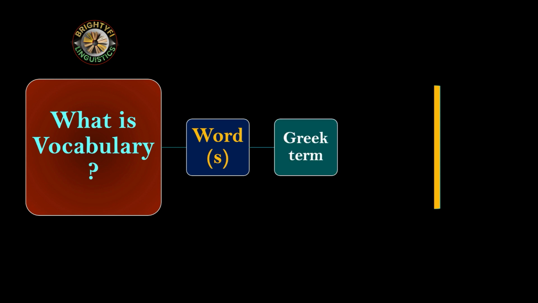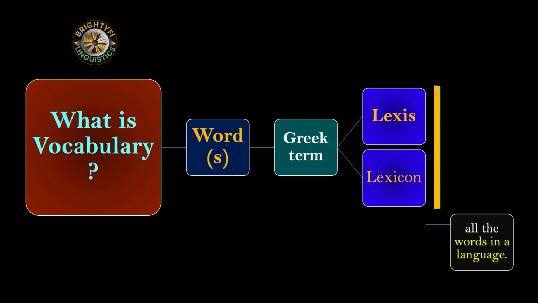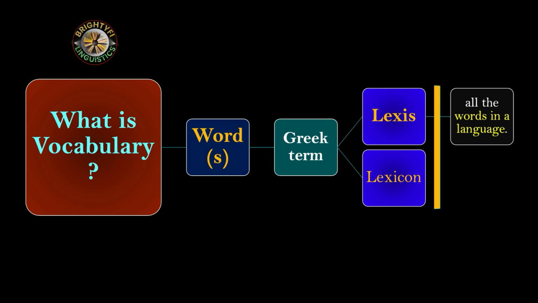What is vocabulary? Basically, when we talk about vocabulary, what comes to our mind is a collection of words. This term comes from a Greek word, and that Greek word is lexis. Sometimes we also call it lexicon. Together they form the meaning of all the words in a language.